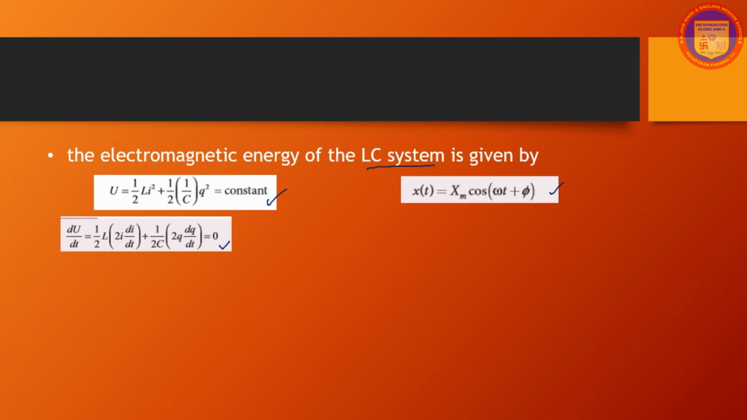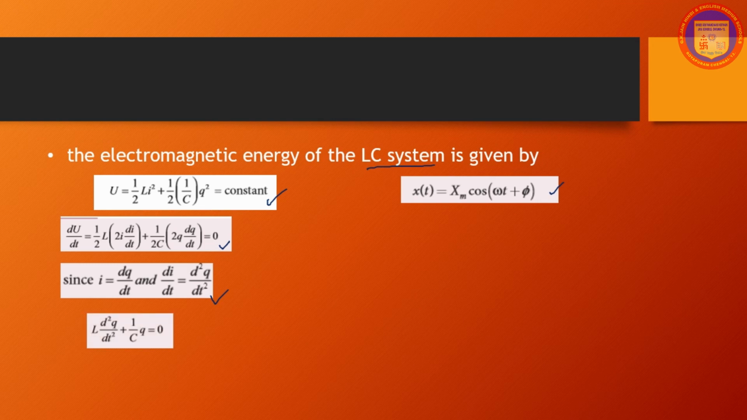So now we have to substitute here i is equal to dQ by dt and di by dt is equal to d square Q by dt square. So the above equation becomes L into d square Q by dt square plus Q by C is equal to 0. So the general solution of the equation is in the form Q of t is equal to Qm cos(omega t plus phi). Qm is the maximum value of Q of t, omega is the angular frequency and phi is the phase constant.